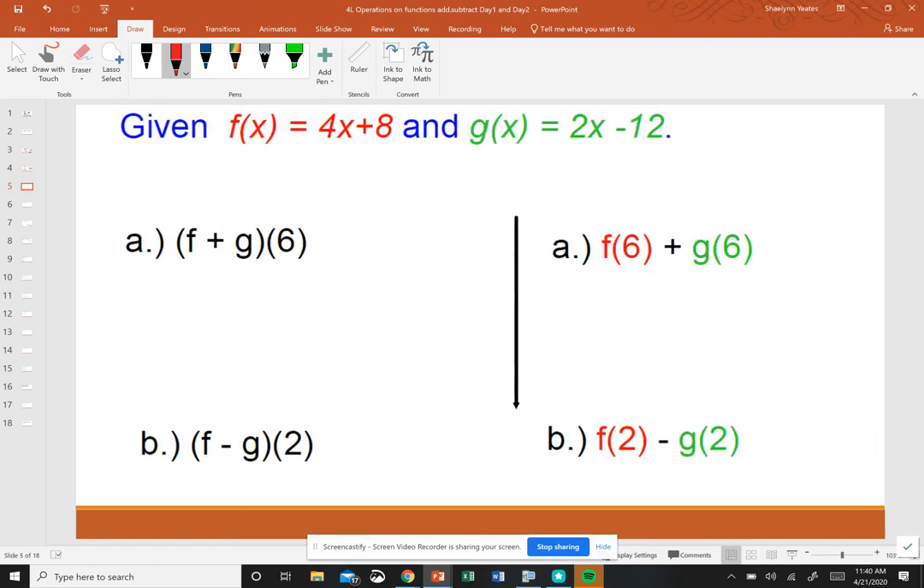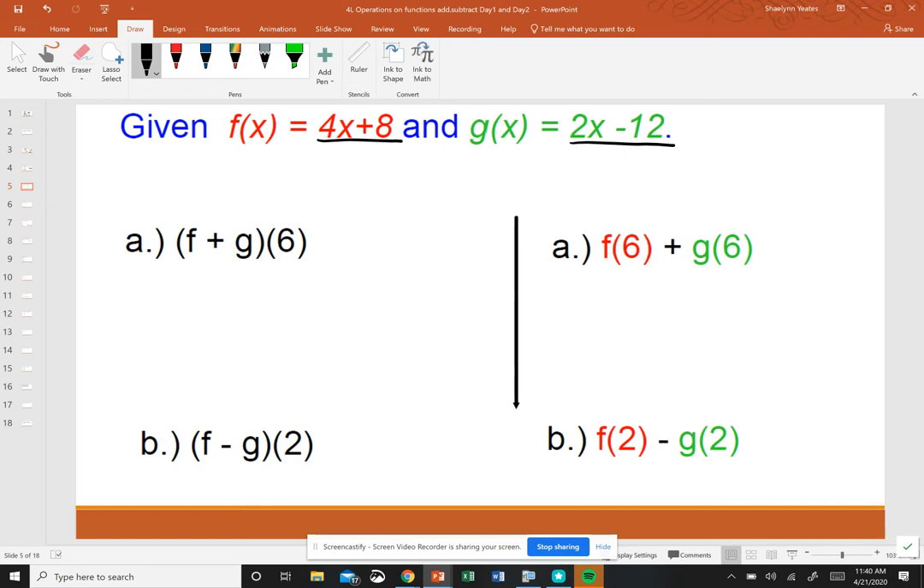All right, we're going on to slide 5. So now we're going to start adding functions. We're given 2 functions. We're given that f of x equals 4x plus 8 and g of x equals 2x minus 12. So if I wanted to find f plus g of 6, that would mean that I need to find f of 6 plus g of 6.